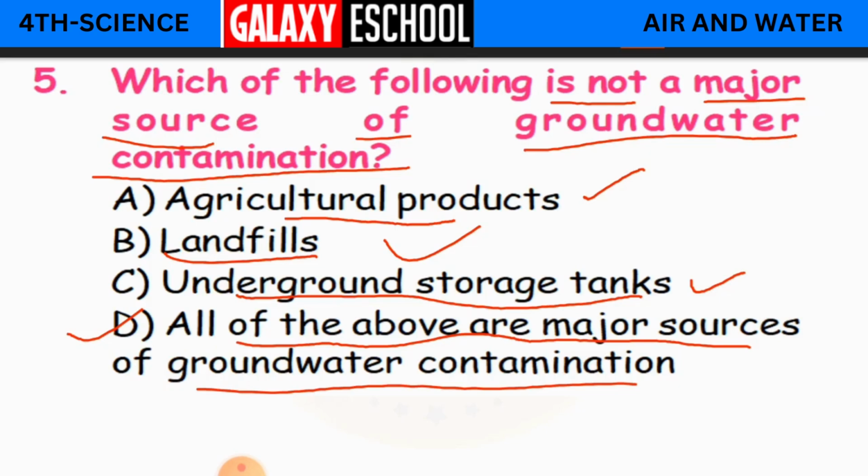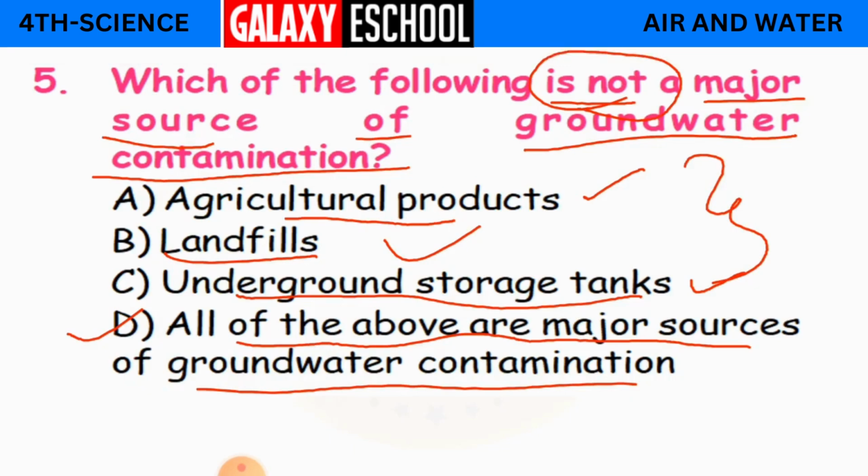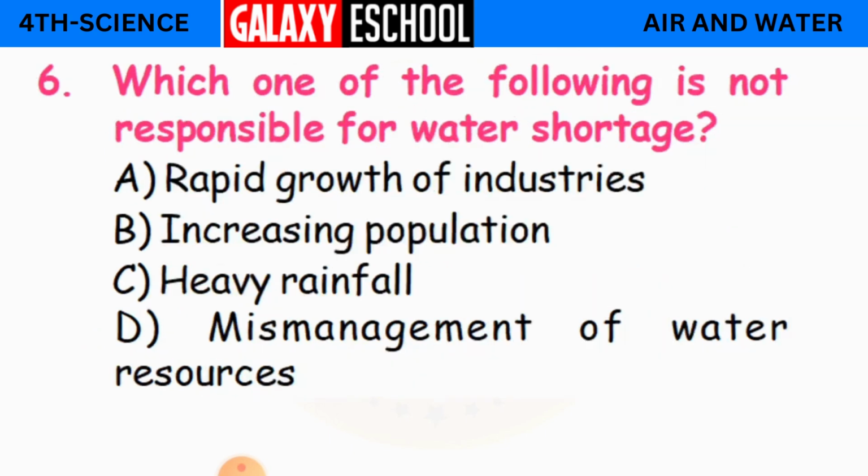In the question we have which is not a major source, but in the options all the three options are responsible for this groundwater contamination. So that is why D is the correct answer. Clear, children? Yes, now we'll go with the sixth question.